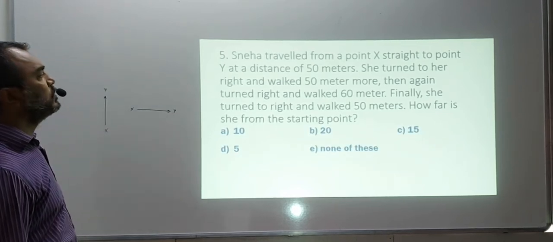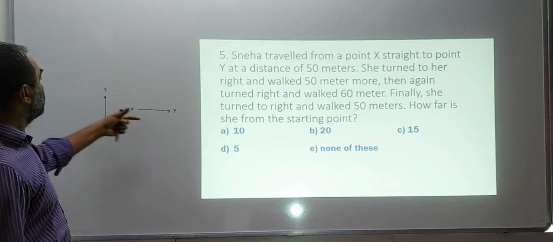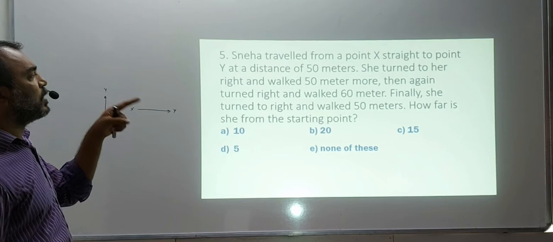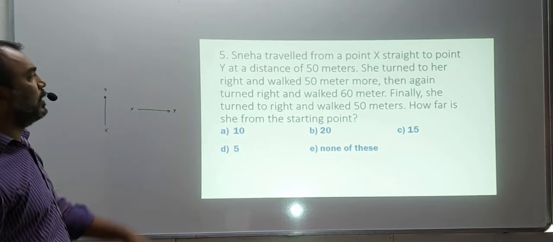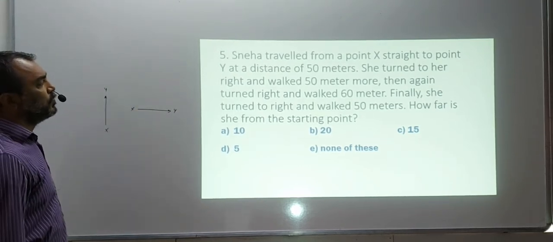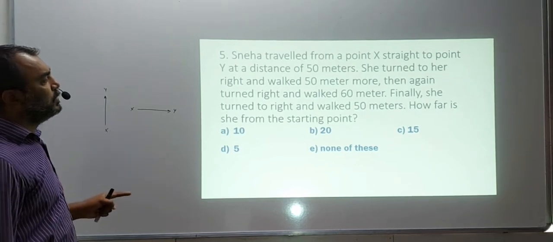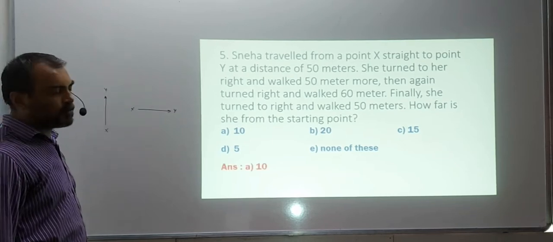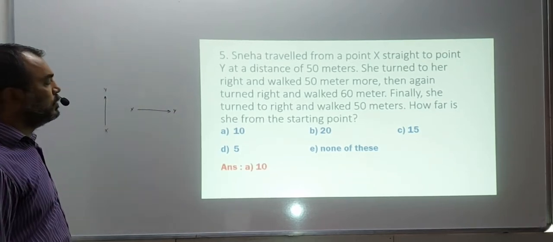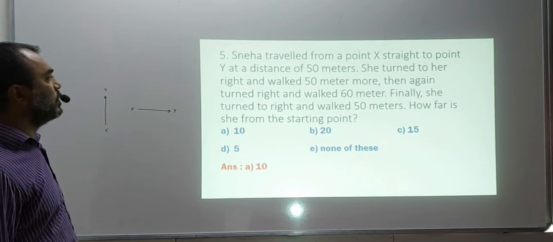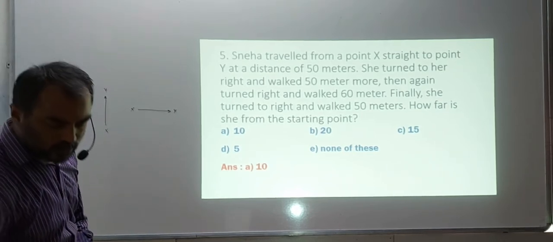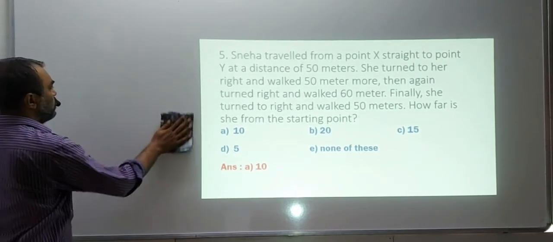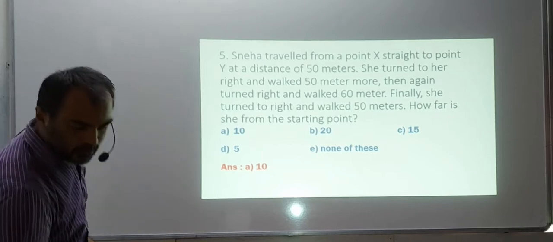And again the same options. So here, north or east is not given. So you can take X to Y, whichever you want. But then the conditions, right and right and right. So 50, 50, 60, 50. So how far is she from the starting point? You will have your answer 10 meters, right? So she is 10 meters away from the starting point. So I think this answer was quite simple and you got the hang of it. Yes, you must have clearly got the hang of it.